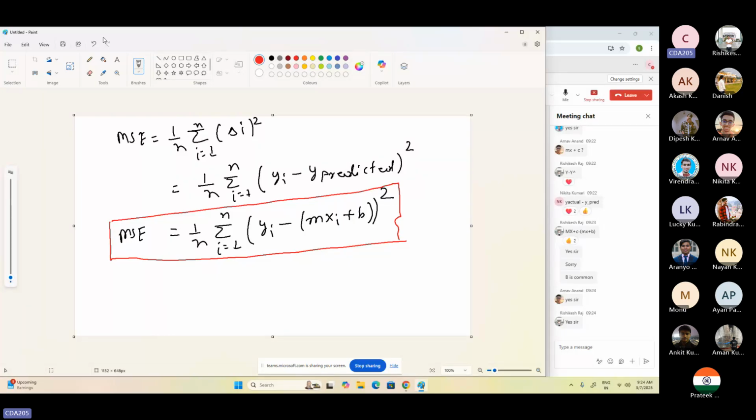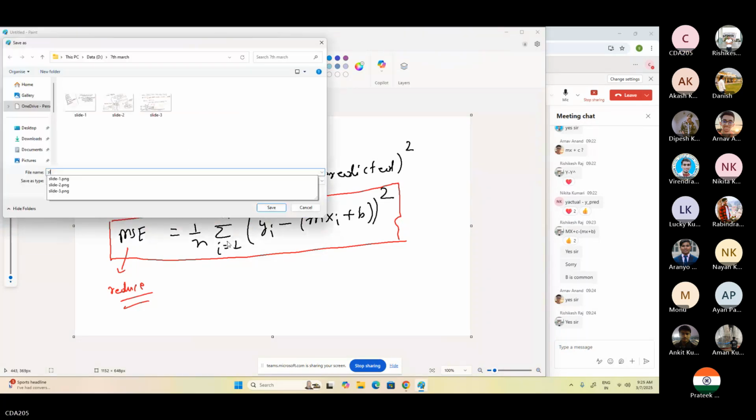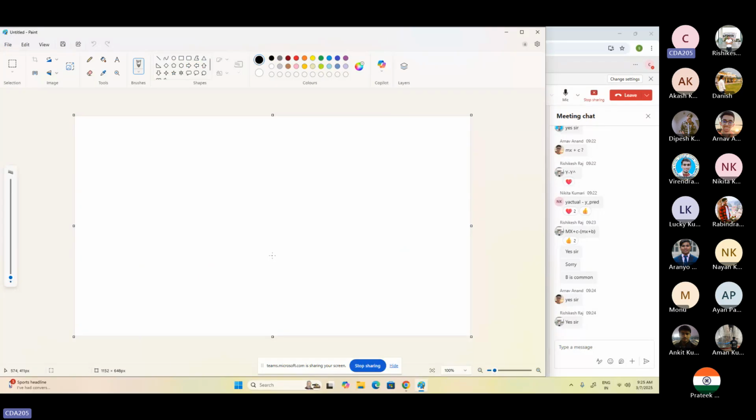Okay. So now we have to reduce this mean square error. So now imagine slide number 4. We have three things. One is MSE, which is known as cost function. Second one we have M, that is known as slope. And third one we have B, that is known as intercept.